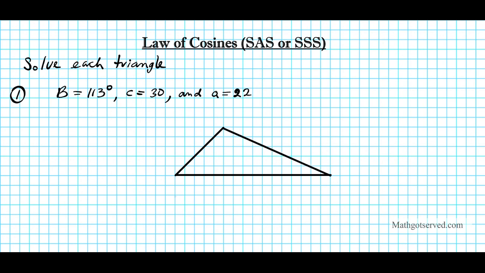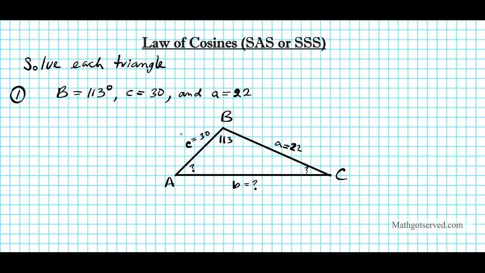So this is A, big A, so this has to be little a. Let's call this big B, and this will be little b, and this is big C and little c. All right, putting in the measures, big B is 113 degrees, as indicated here. Little c is 30, and little a is 22. All right, so we need to find little b, we need to find big A, and we need to find big C.